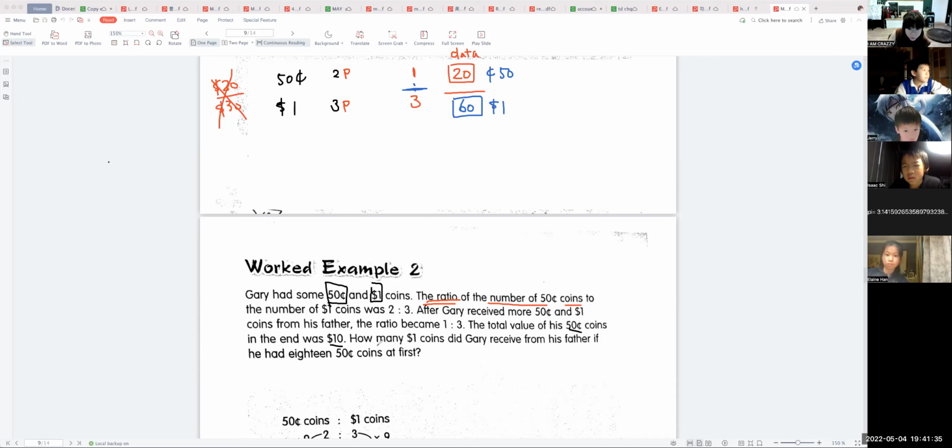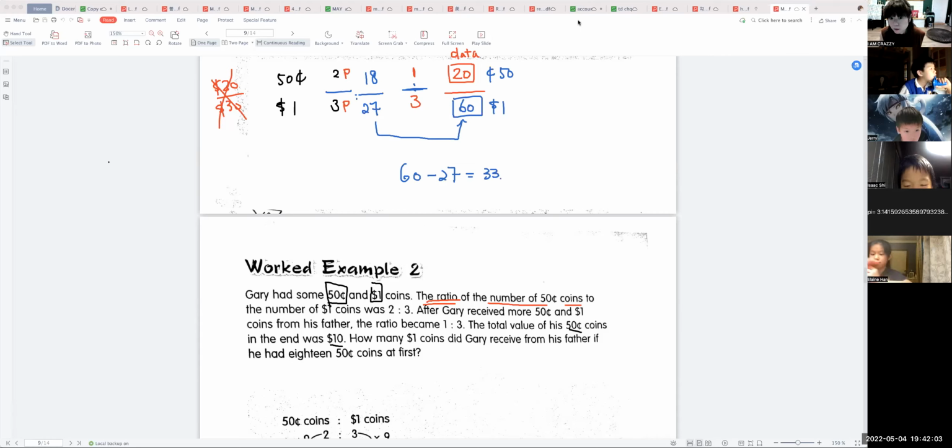Okay. So how many $1 coins did Gary receive from his father if he had 18 50 cents coins at the very beginning? So if at the very beginning he has 18, it's 2 to 3, so 18 is what? 18 to 27, right? So how many has he received from his father? 60 minus 27 equals 33. Get it, everybody?